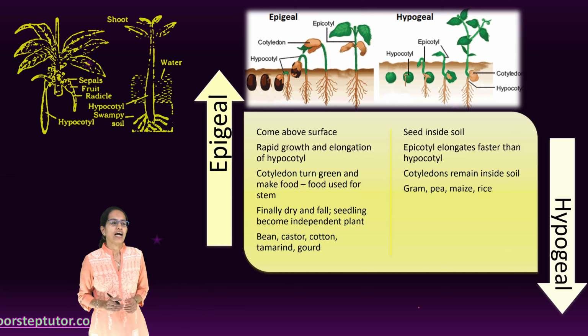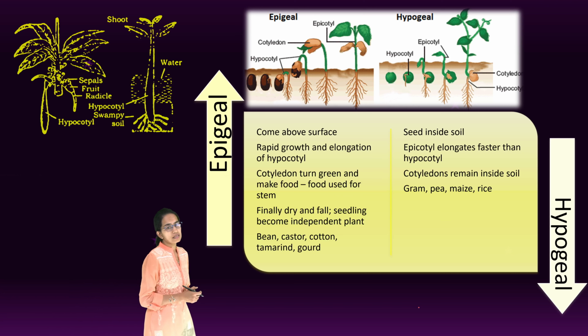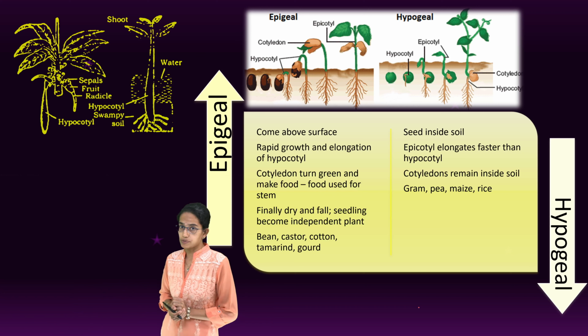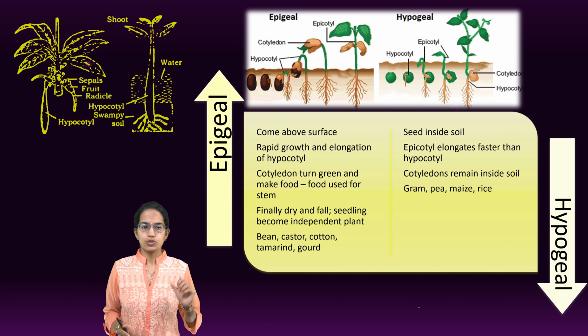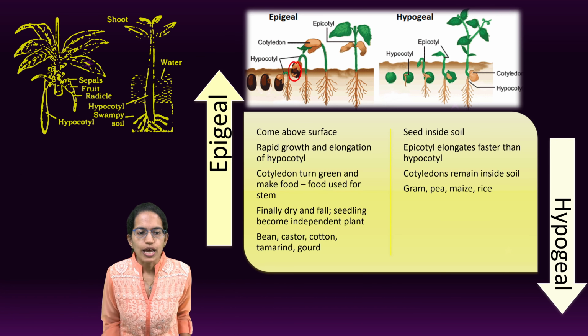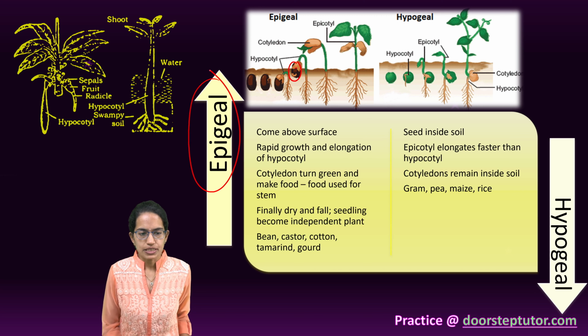Germination of seeds occurs by two means. One is epigeal germination, the other is hypogeal germination. What is the difference? When the seed comes out and germinates, we call this epigeal germination.